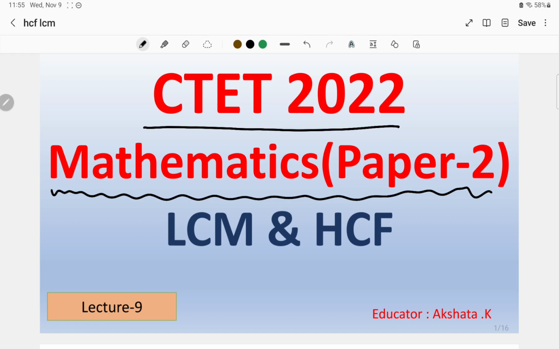For Mathematics Paper 2, in this lecture number 10, we'll be discussing the LCM and HCF and what kind of questions can be asked in this particular CTET Paper 2. We'll discuss in detail the least common multiple and highest common factor.